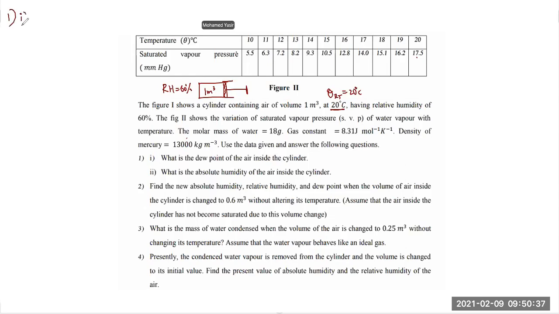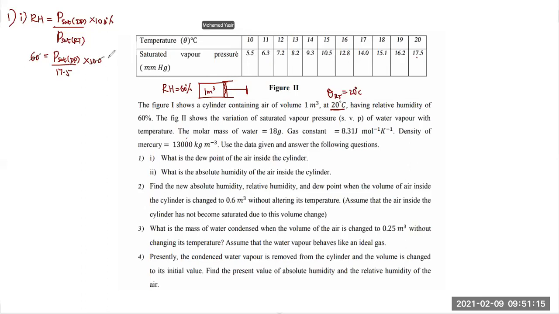First part, Roman 1, you can go for the equation we wrote. RH is equal to saturated vapor pressure at dew point, dP, divided by saturated vapor pressure at room temperature. We can use these equations since we have already written that in detail. What is RH? It's 60. We don't know the saturated vapor pressure at dew point, so let's find that out. Divided by saturated vapor pressure at room temperature, which is 17.5, into 100.